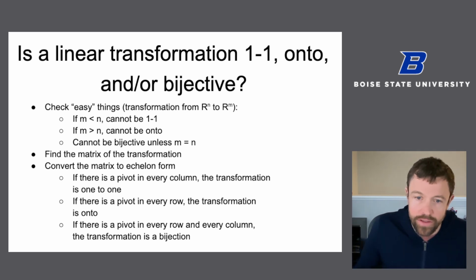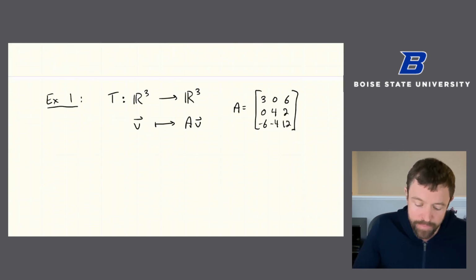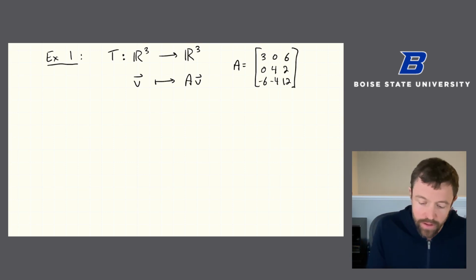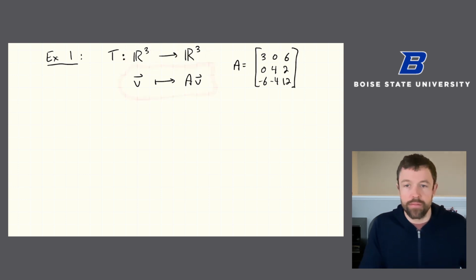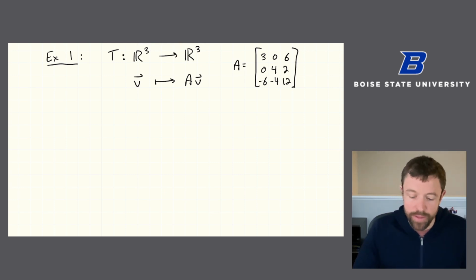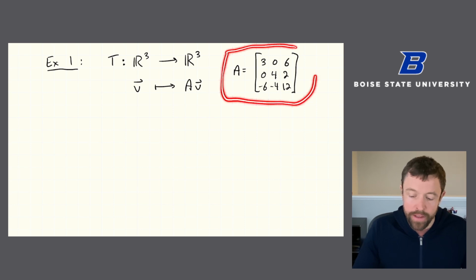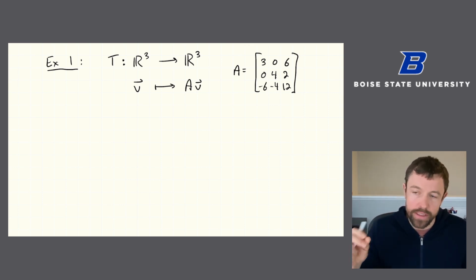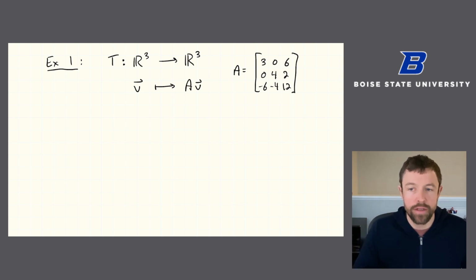So let's start with our first example. All right, so here I have a linear transformation from R3 to R3, and I've defined it by matrix multiplication. This is one of the standard ways of defining a linear transformation. I just tell you what the matrix of the transformation is. It's a transformation from R3 to R3, and we want to know, is this one-to-one, is it onto, and is it bijective? And of course, the answer to the first two questions will tell us the answer to the third question.